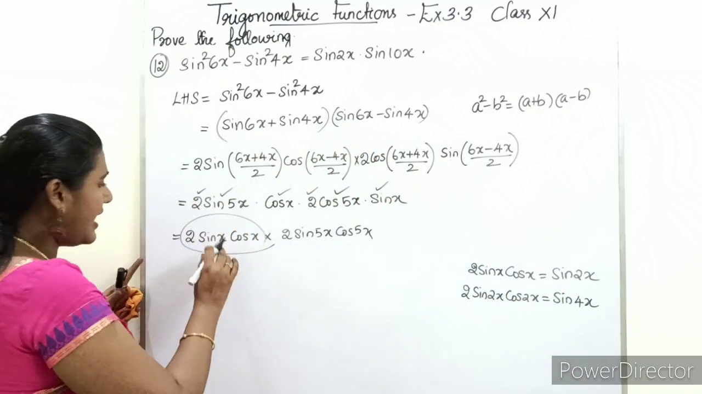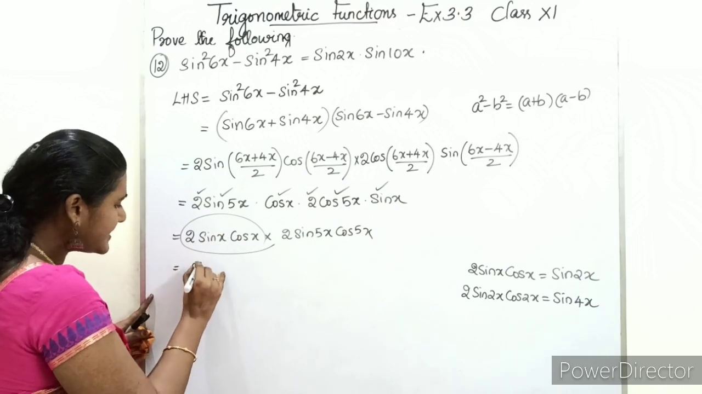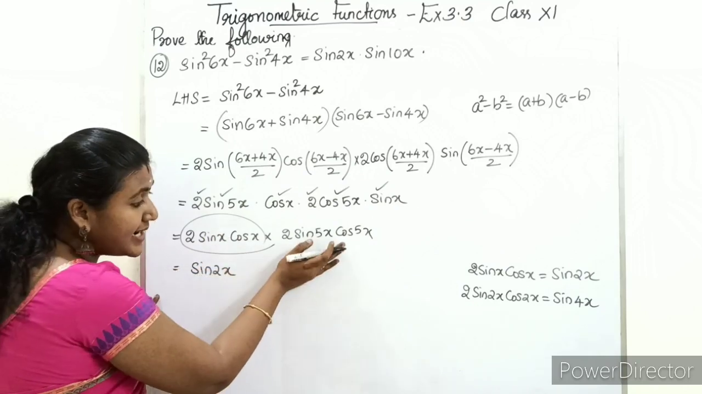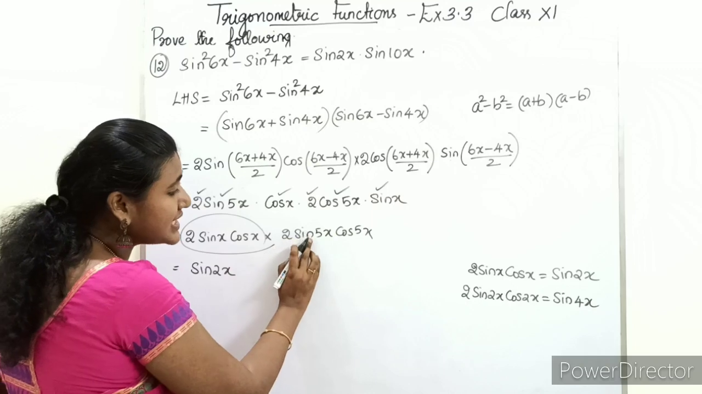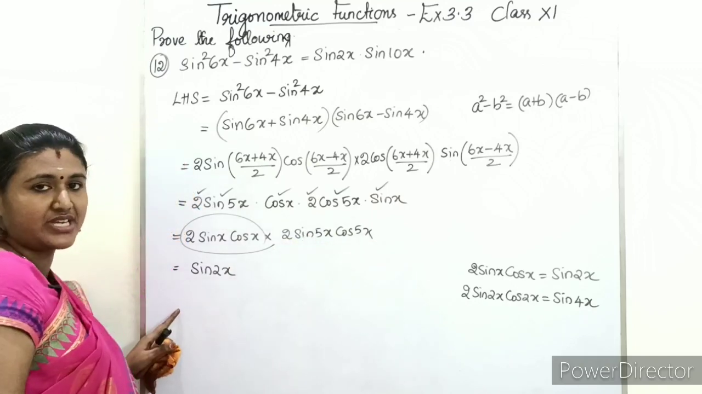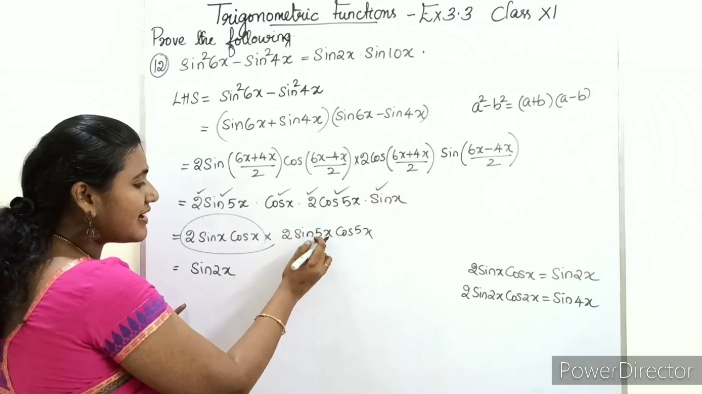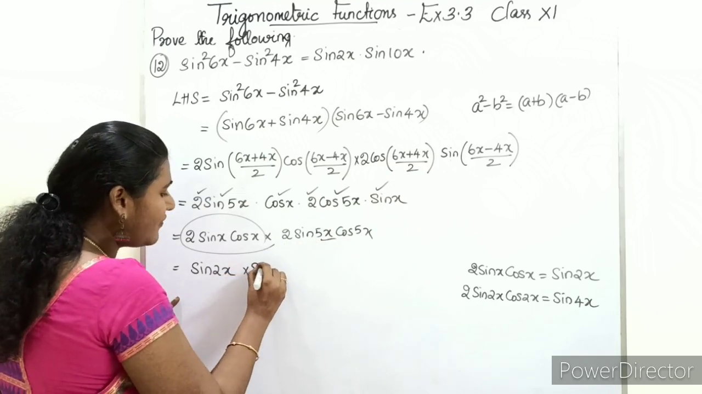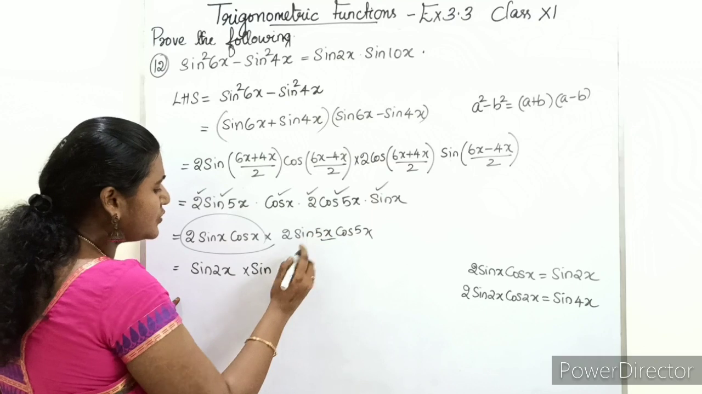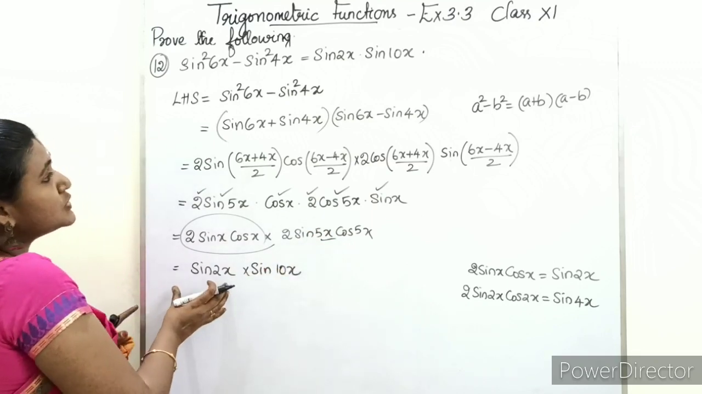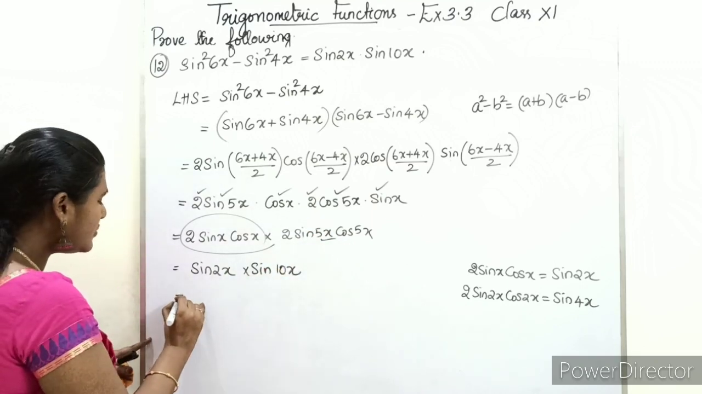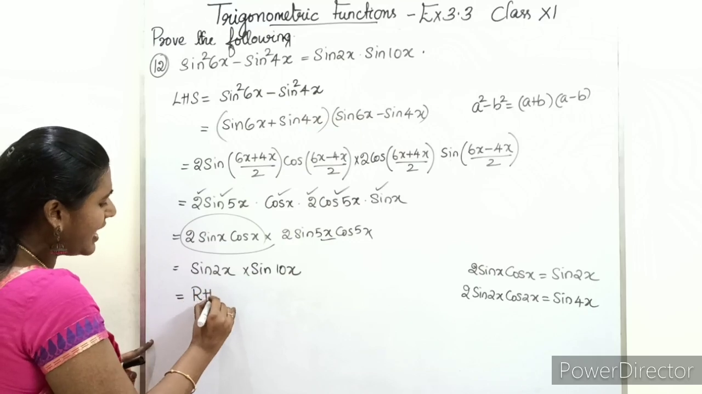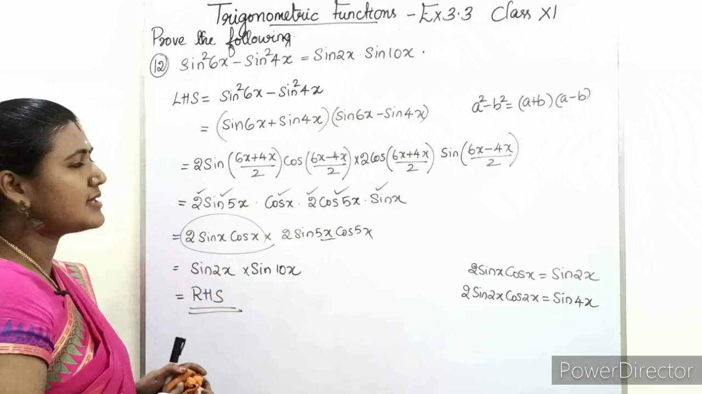So here this expression we can write as sin 2x, but the second expression, 2 sin 5x cos 5x, instead of that you have to write the double of this angle, that is sin of 5x into 2, that is sin 10x. So we got sin 2x into sin 10x, which is our RHS. Okay, so this is how you have to do.